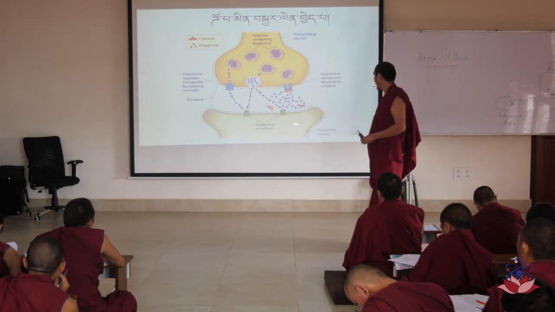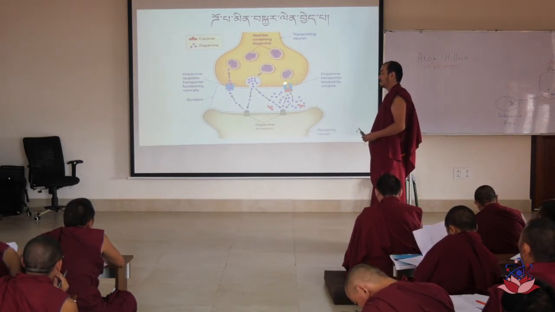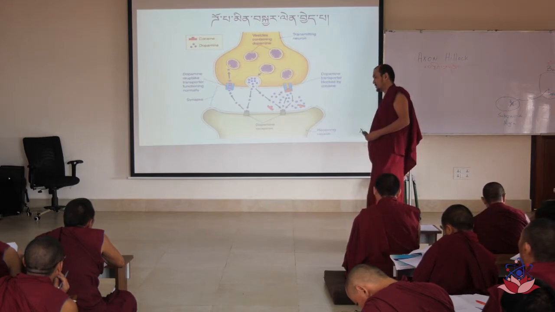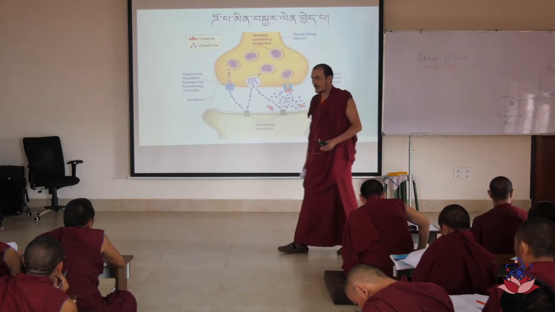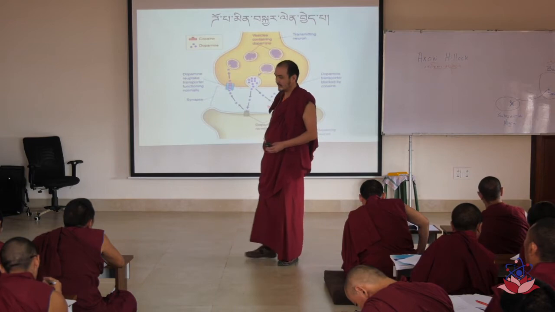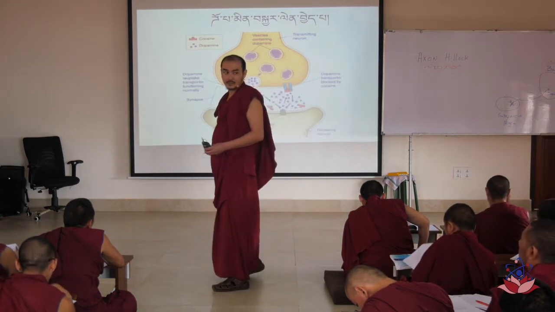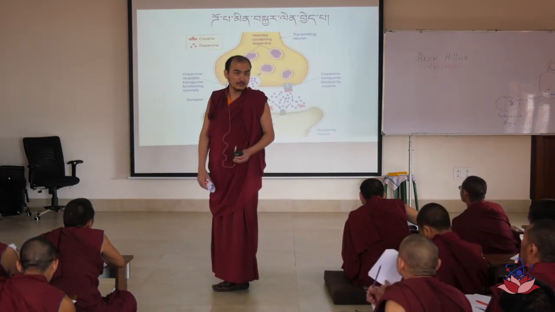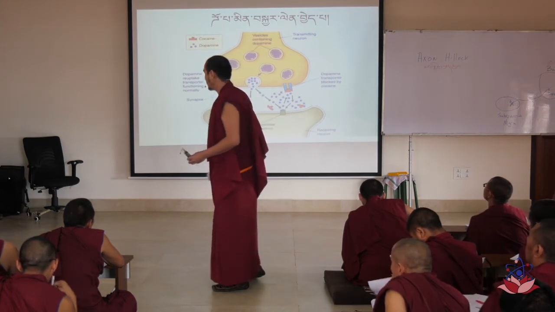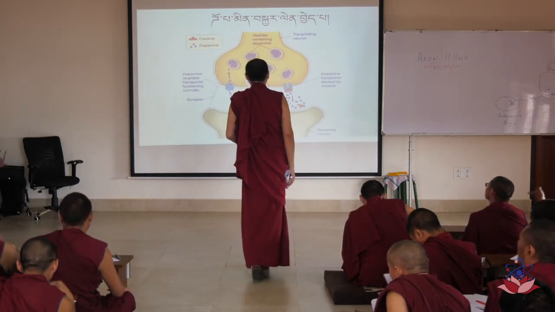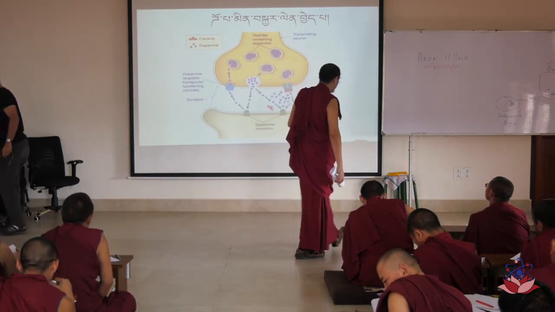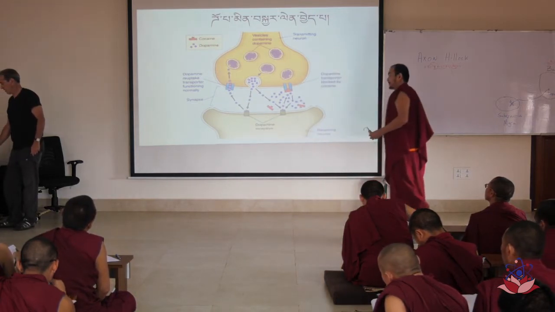Looking at this picture, tell me what the blocking of the transporter does. So the excess dopamine cannot enter back. Exactly. There's too much dopamine then.